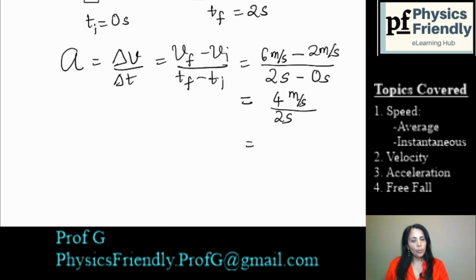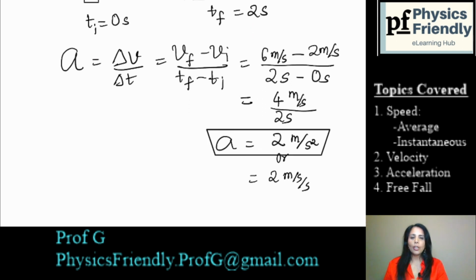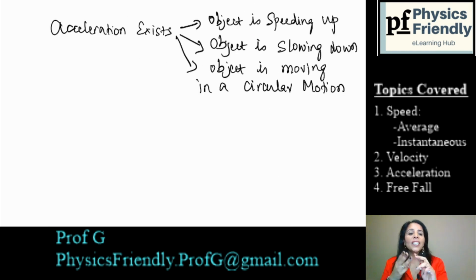I have 4 over 2 results with 2 meter per second square, or if you would like to write this as 2 meter per second over second. Both are absolutely fine, and this is the acceleration of a given object with the information that's given to us. Acceleration exists only in three different cases: where object is speeding up, object is slowing down, object is moving in a circular motion.